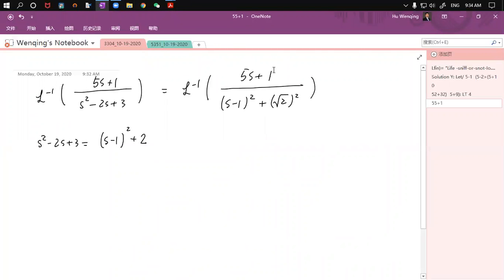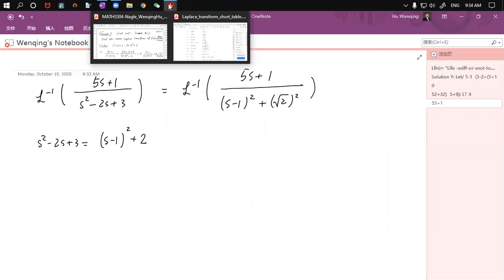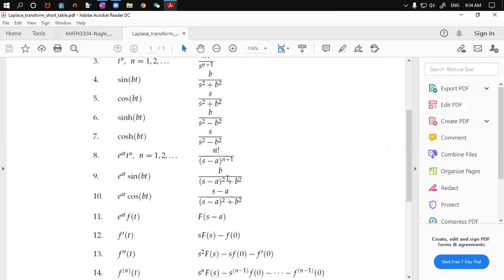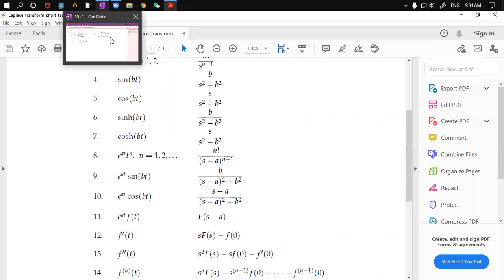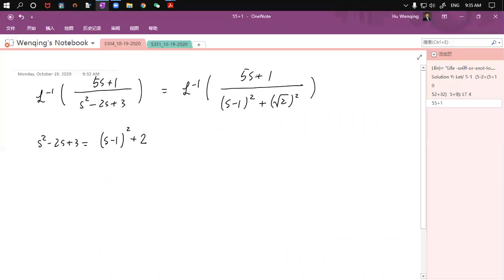Well, the numerator is hard to deal with because it looks like it matches none of these. So now we're focusing our eyes on line 9 and line 10. But even if you focus on 9 and 10, none of them matches, because it's b or s minus a. You're not going to have b or s minus a; you're going to have this 5s plus 1. Is that good for everybody?